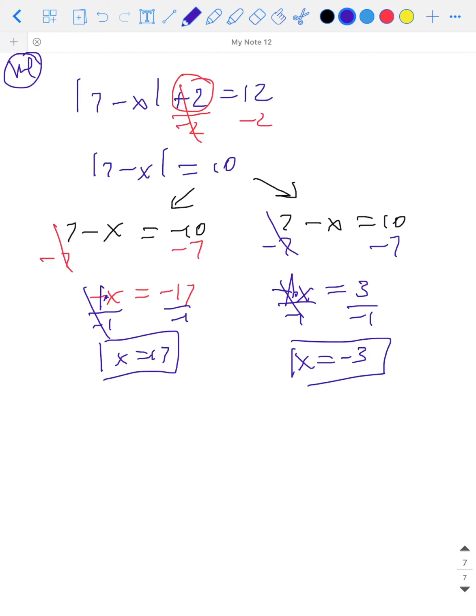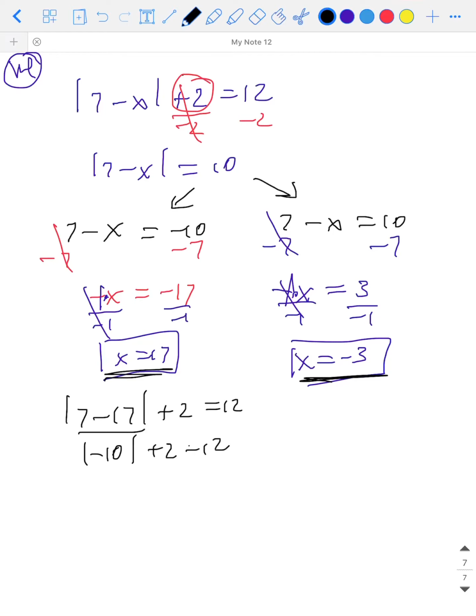And then we can check to see that these solutions are actually true. 7 minus 17 plus 2 is equal to 12. That is negative 10. Plus 2 is equal to 12. Absolute value of negative 10 is 10 plus 2 is equal to 12, which is a true statement because 10 plus 2 is equal to 12.